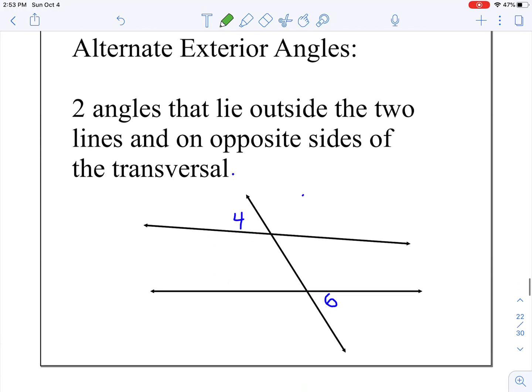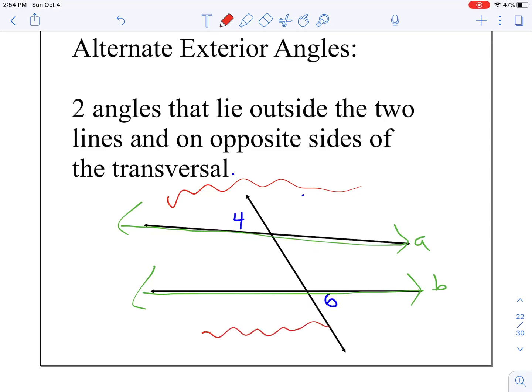The third one then are your alternate exterior angles. So once again, look at your lines A and B. Notice now if they're going to be alternate exterior angles, we want to be on the outside of those lines. So we're outside up top and we're outside on the bottom. But since we are going to be alternate exterior angles, notice angle 4 is on the left, angle 6 is on the right. So they're on those alternate sides.